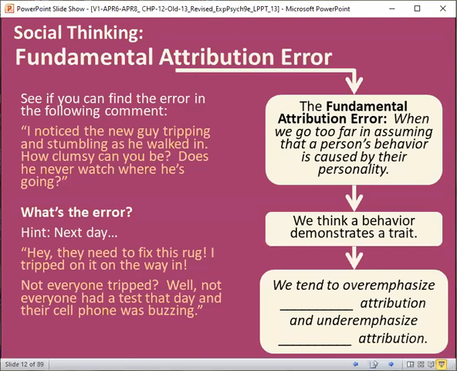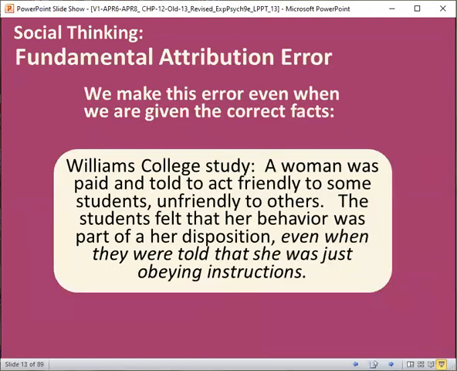Now let's see how this really plays out in some classic experiments that were done on this particular topic. So we make this error even when we are given the correct facts. A Williams College study was done. A woman was paid and told to act friendly to some students and unfriendly to others. The students felt that her behavior was part of her disposition, even when they were told that she was just obeying instructions. So let me emphasize what they're saying here.